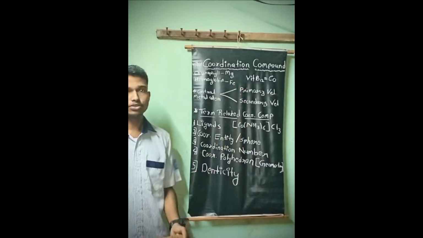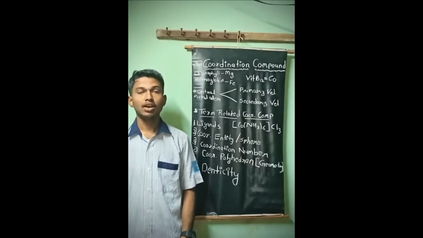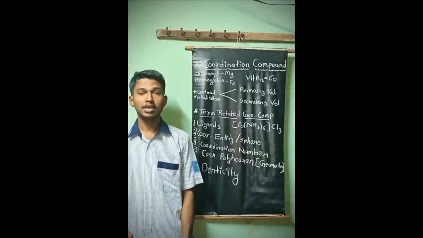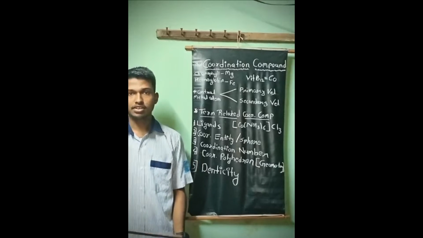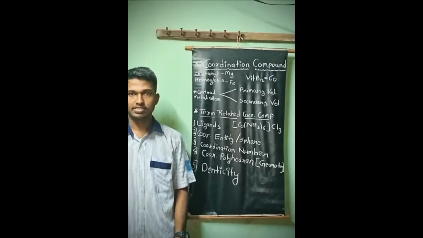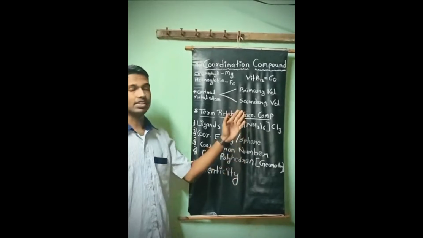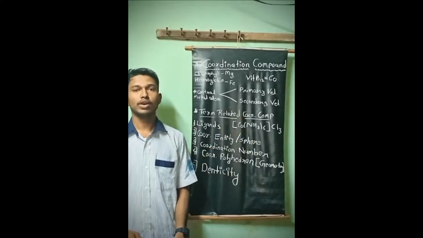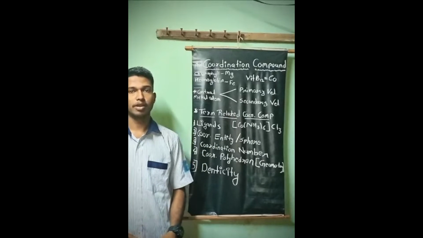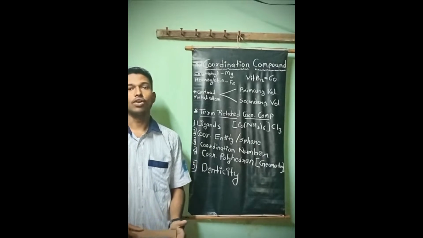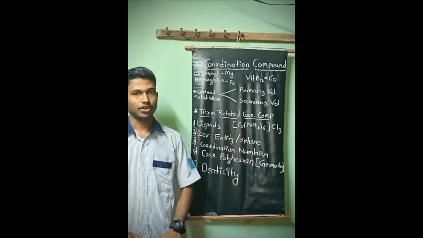Next, we are going to talk on a very important theory which is given by Werner, basically called Werner's theory. He proposed that the central metal ion consists of two valencies, that is primary valency and secondary valency. The primary valency is always written outside the square bracket, whereas the secondary valency is always written inside the square bracket. Secondary valency is always non-ionizable, whereas primary valency is ionizable.